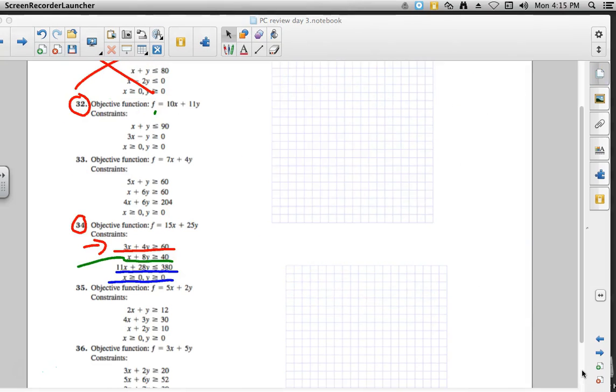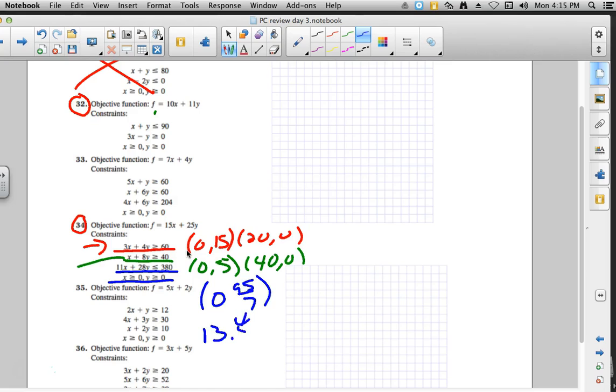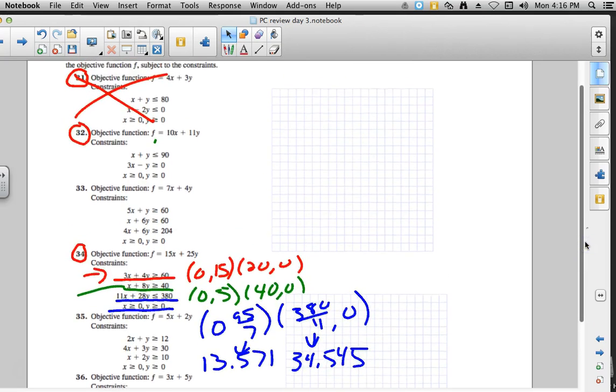All right, number 34, we've got red going for 3x plus 4y is greater than or equal to 60. That's going to have the zeros of 0, 15 and 20, 0. The green, x plus 8y, well, we want to pretend it says equals 40 when we're finding that boundary line. So that'll be 0, 5 and 40, 0. And this one that's a little obnoxious, 11x plus 28y equals 380. That'll be 0, 95 sevenths, but for graphing purposes, we want to think of that in its decimalized form, 13.571. And then 380 over 11, 0, decimalized form, 34.545. And then, of course, we have our x is greater than or equal to 0, y is greater than or equal to 0, which is great because that keeps us in quadrant 1.